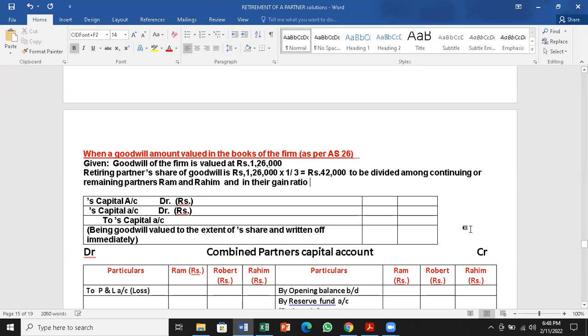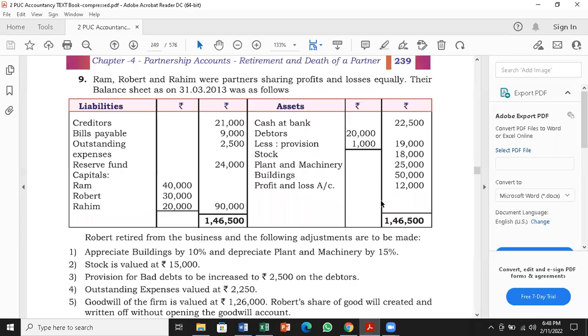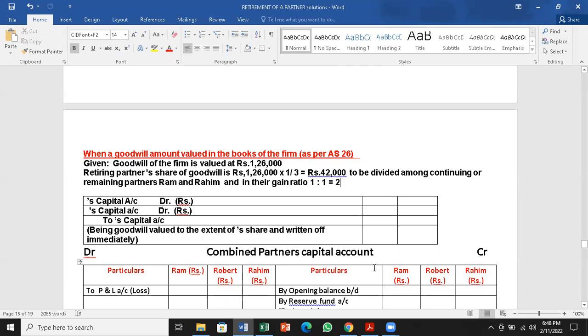In their gain ratio, nothing is given. So 1:1, that is equal. So 42,000 to be divided among the continuing partners equally, as there are only 2 partners. So 1:1 only. So the journal entry will go like this.